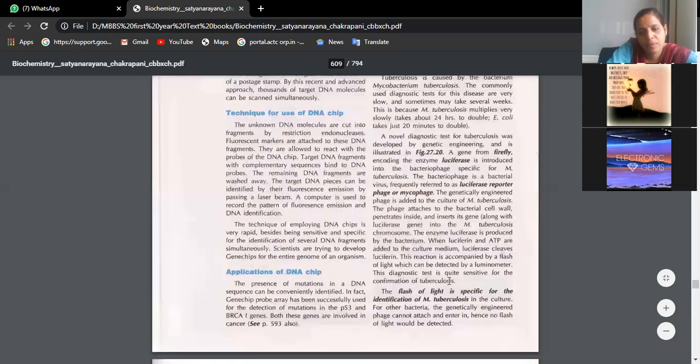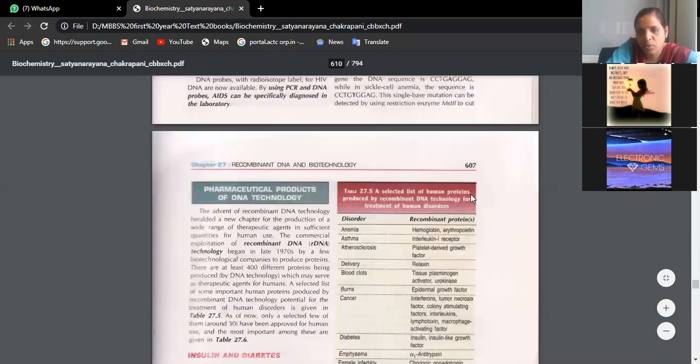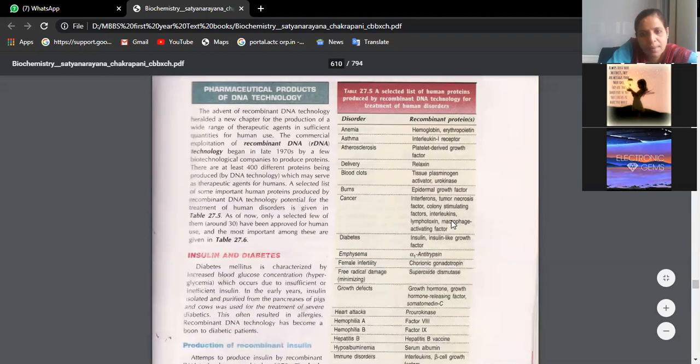Yeah, this one. See here. List of human proteins produced by rDNA technology. What I told you as an example is diabetes, no? The disorder is diabetes and we can synthesize insulin-like growth factor. You can choose anemia. Suppose the person has hereditary or congenital anemia, we can synthesize erythropoietin. You choose around 5 to 6. Hemophilia, we can synthesize factor 8, and factor 9. Hepatitis, we can synthesize the hepatitis B vaccine with the help of rDNA technology.